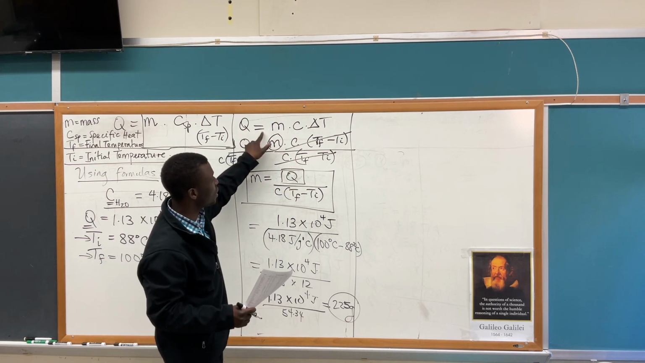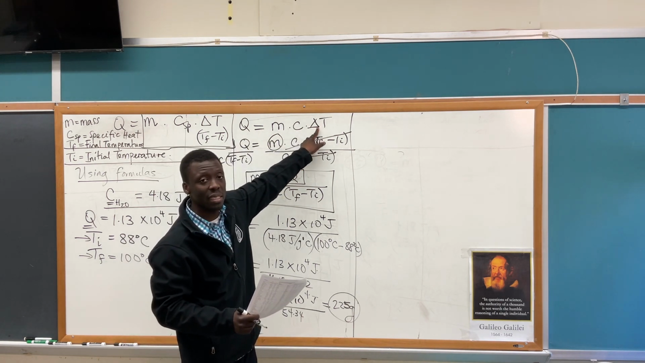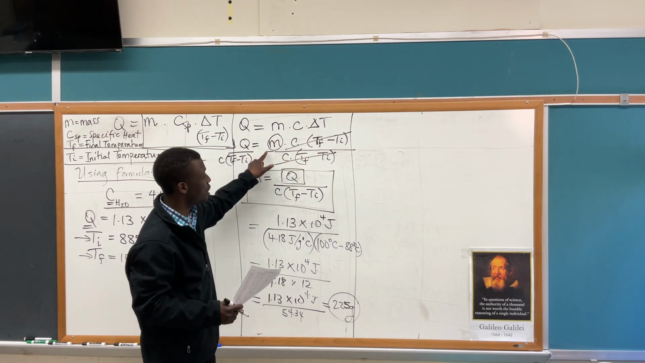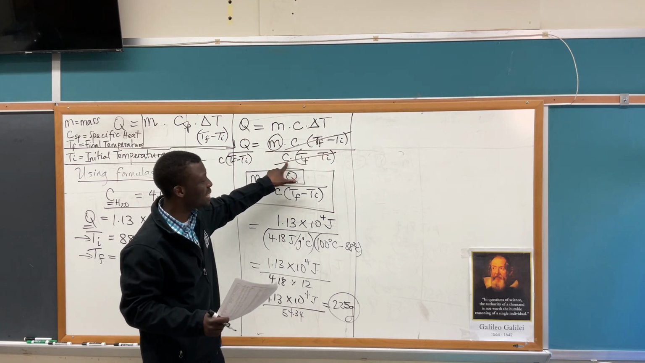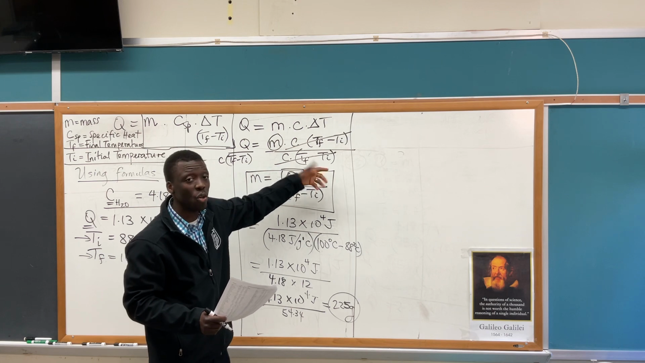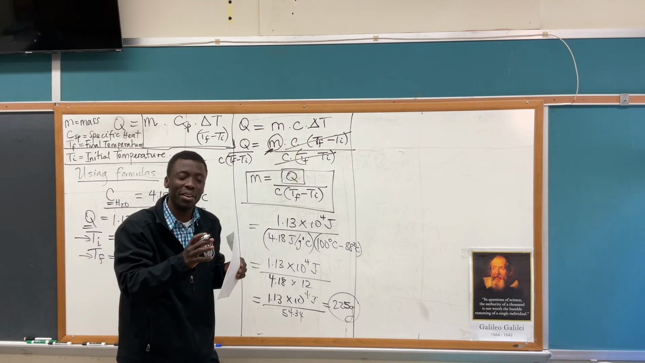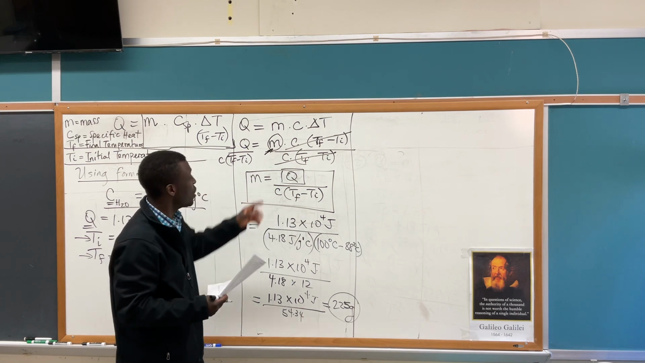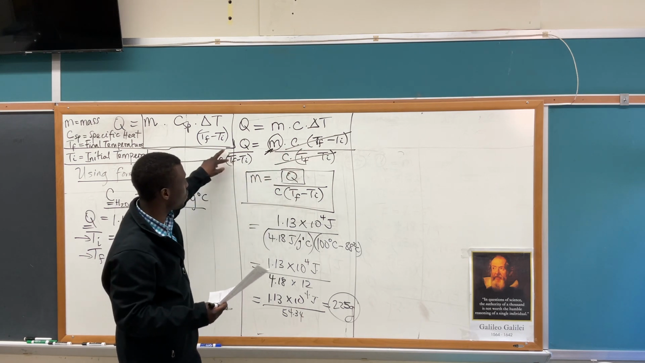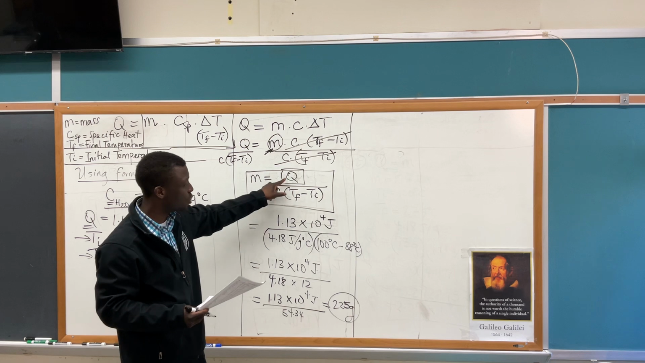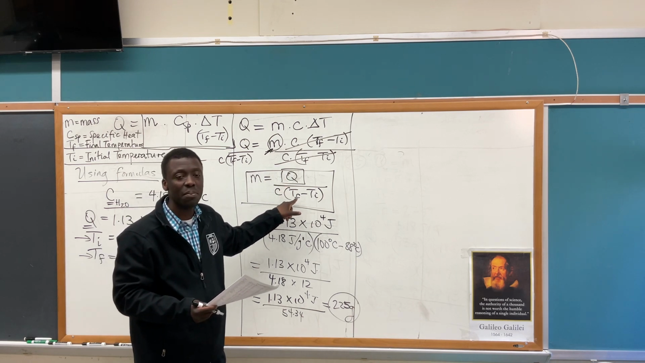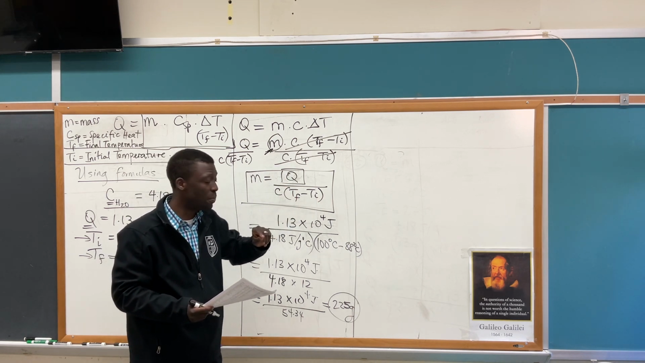So basically, Q is equal to M times C times delta T. And so we divide both sides by C times T final minus T initial. Why? Because we're solving for M, right? So notice we're doing some algebra here, solving literal equations. So we divide both sides by those values, and we get M is equal to Q divided by C times the final temperature minus the initial temperature.